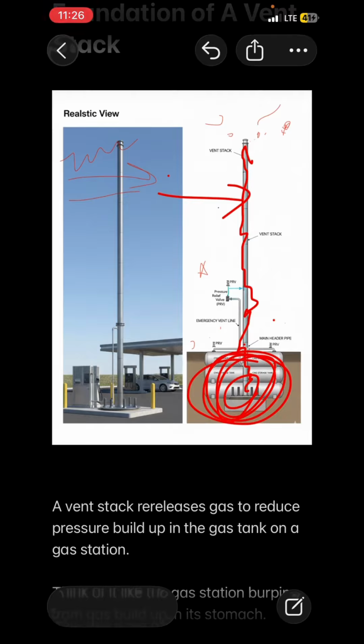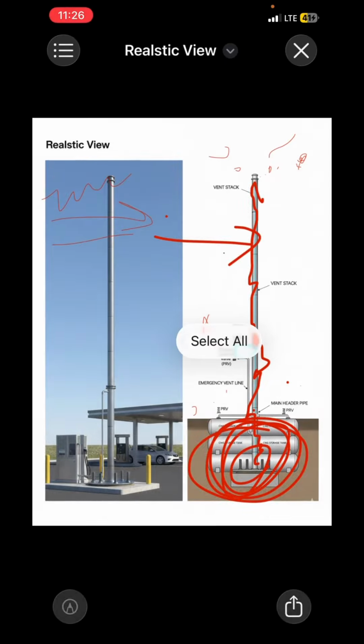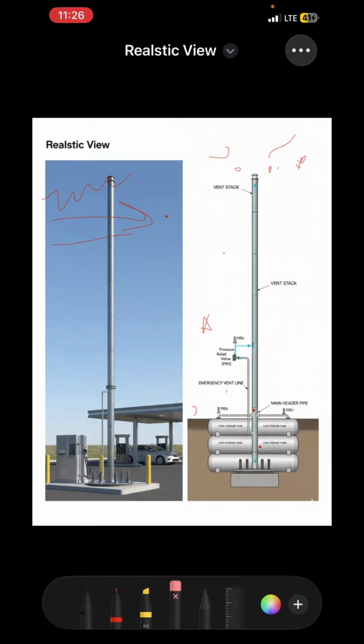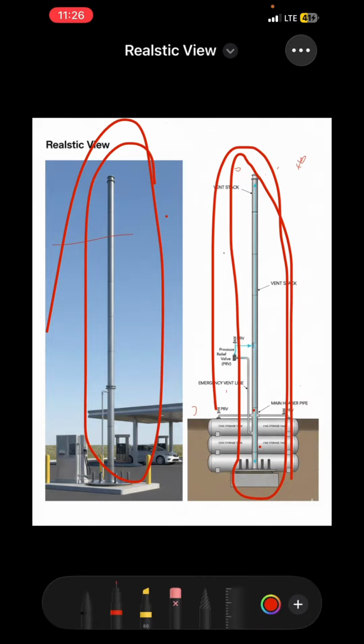Now I want you to look at an entire gas station and look at the vent stack. You see this long thing here. Let me just go in and show you. Okay, this thing is messy. Now you see this long thing here? This is what the vent stack is. That's what it is. It's called the vent stack.